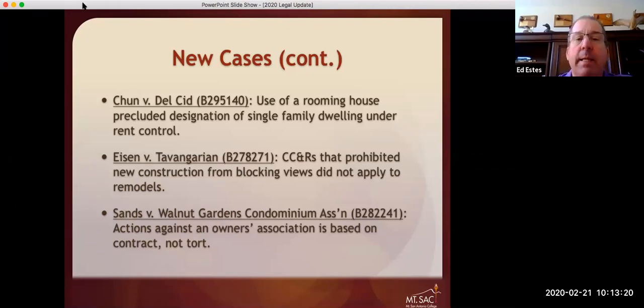Well, in the Sands case, the court ruled that if you're going to sue an owner association, you need to sue under contract law. You can't sue under tort law.